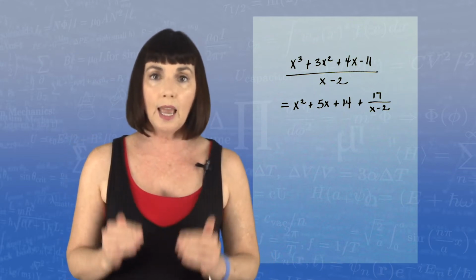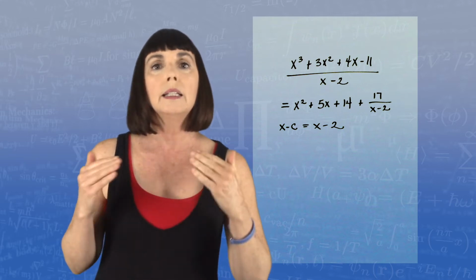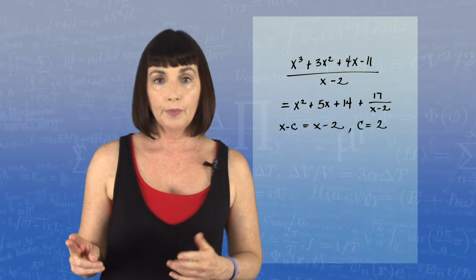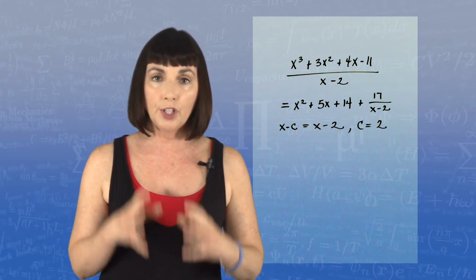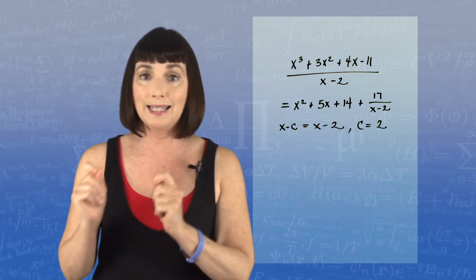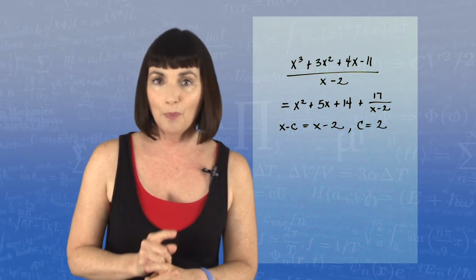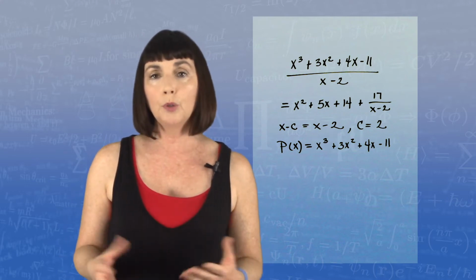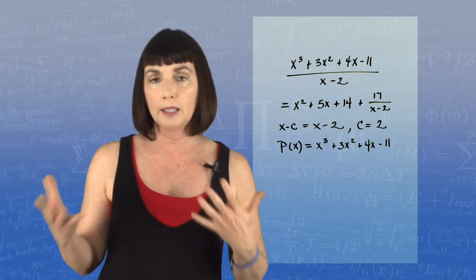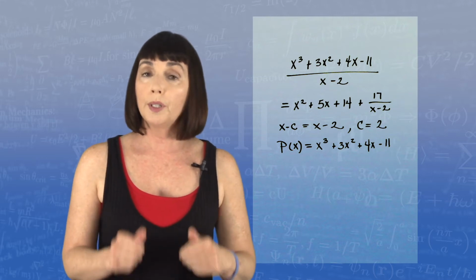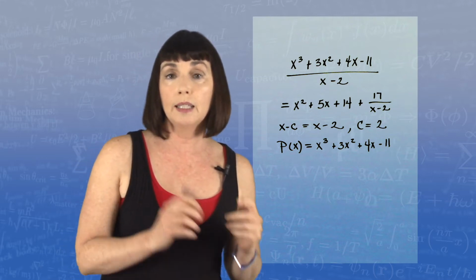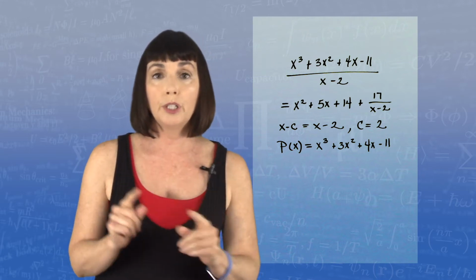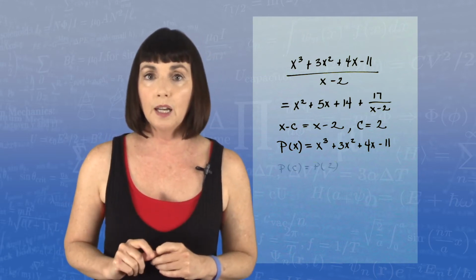Okay, so in this case, x minus c is x minus 2. That means that c is equal to 2. Now, it's important to remember that the general form is x minus c, so c will have the opposite sign. Okay, and in our case, p of x is equal to x cubed plus 3x squared plus 4x minus 11. So, according to our theorem, p of c is equal to the remainder. That means in our case, p of 2 should equal 17. Let's see if it does.